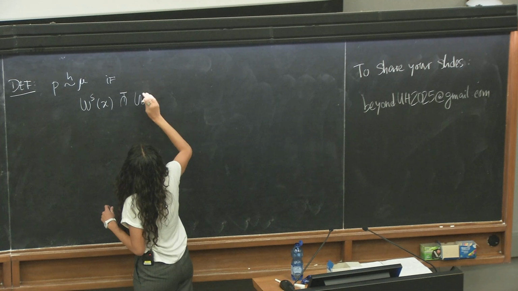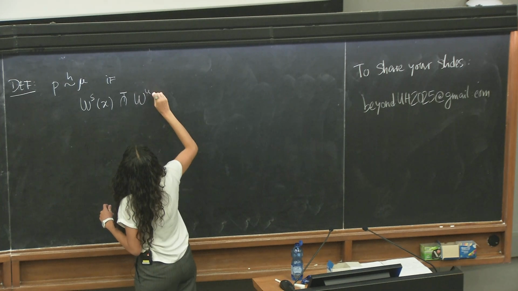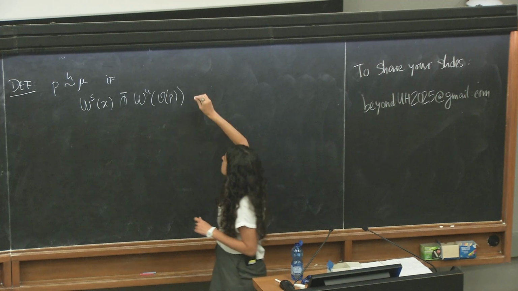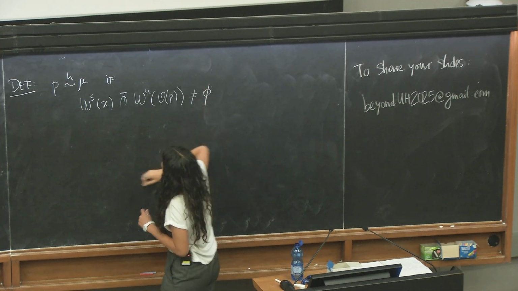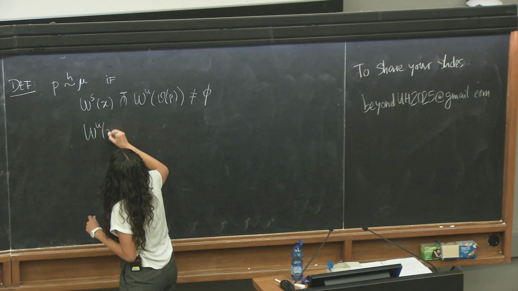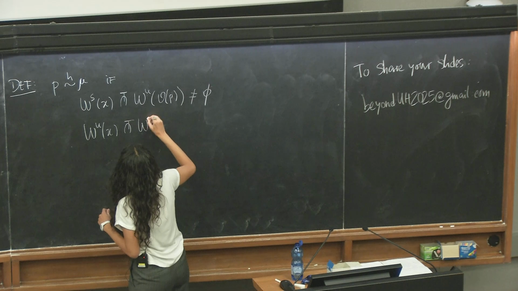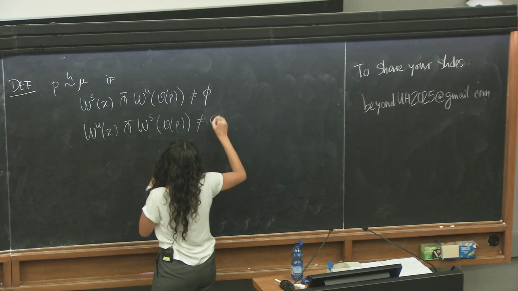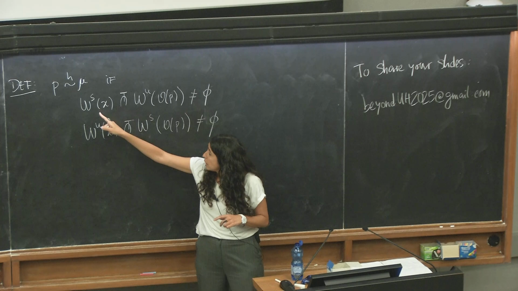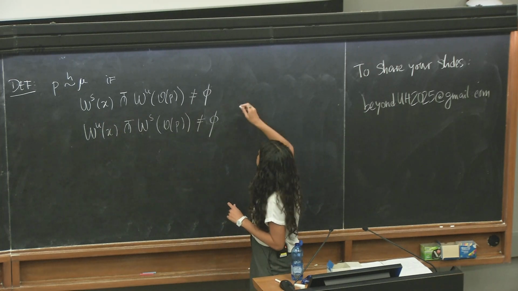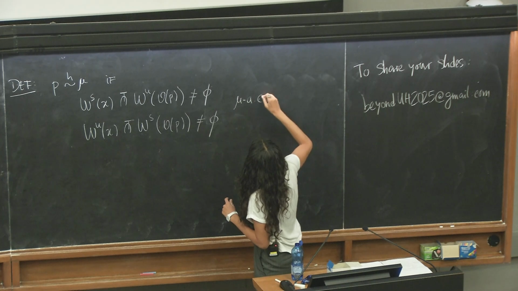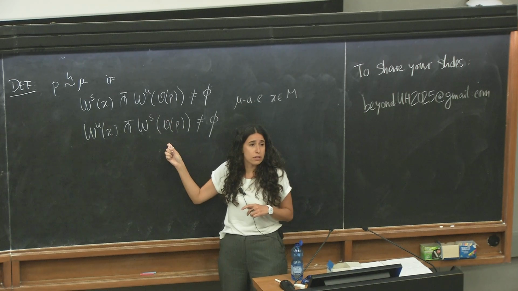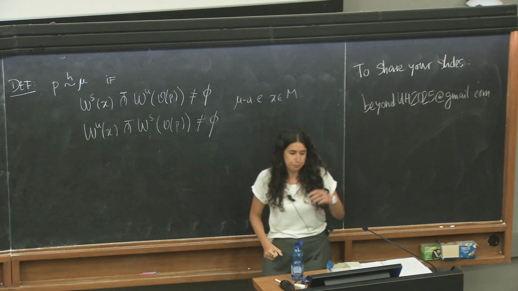So my measure is hyperbolic. I have stable and unstable manifolds for almost every point. And I'm going to say that the point is homoclinically related to the measure if I have this condition: I have transverse intersection between the stable and unstable manifolds for almost every point with the stable and unstable manifolds of the periodic point. Okay?